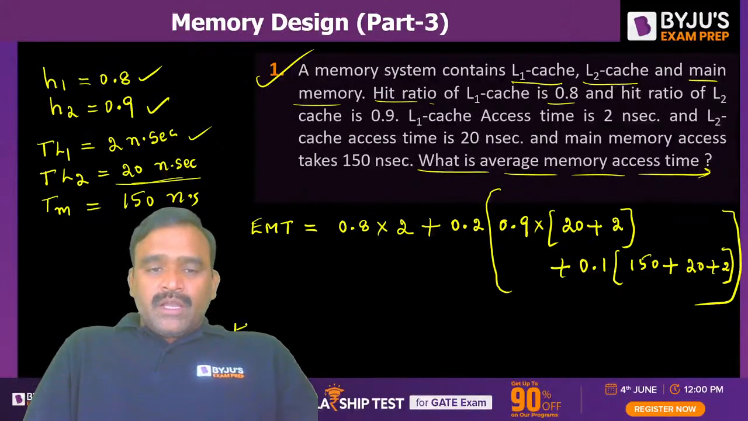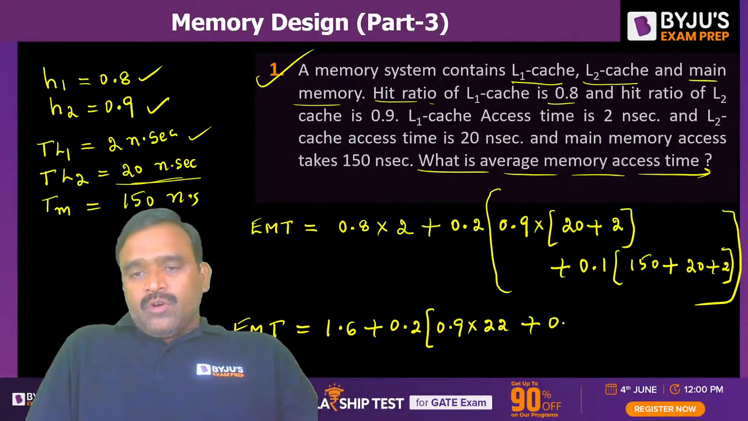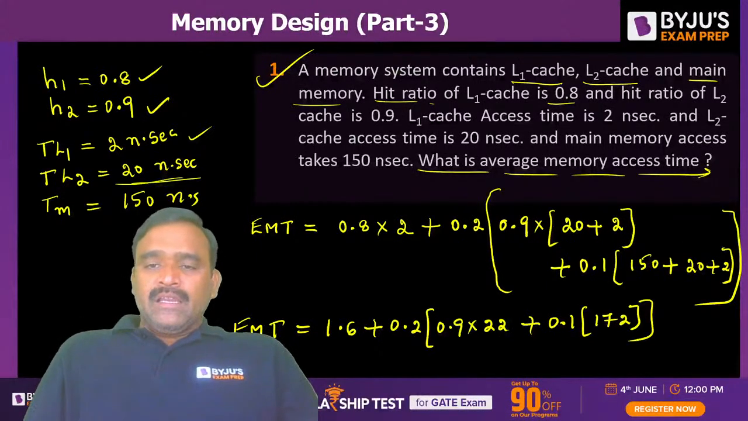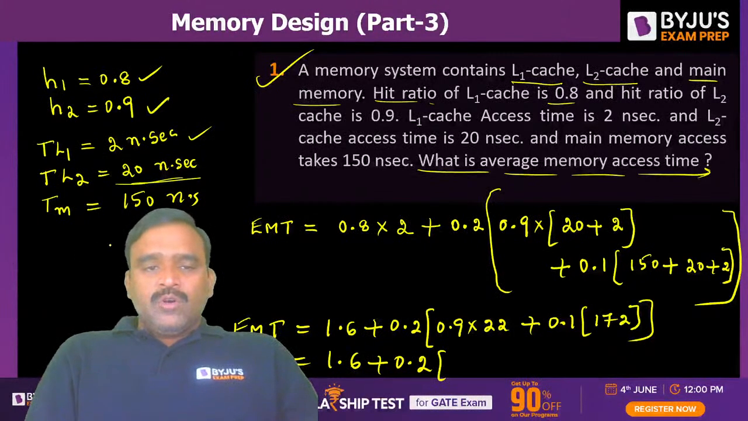So effective memory access time, have you estimated it? If so, please do it. 0.8 into 2, it is 1.6. 1.6 plus 0.2 of 0.9 into 22 plus 0.1 into 172. So this is what we are supposed to calculate, and please let me know what the final answer is.